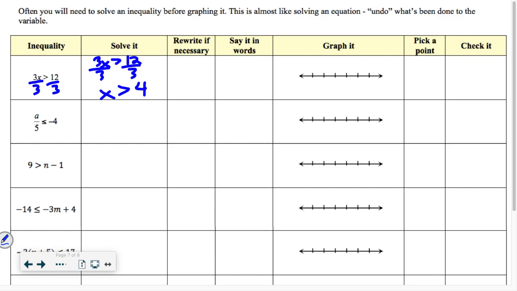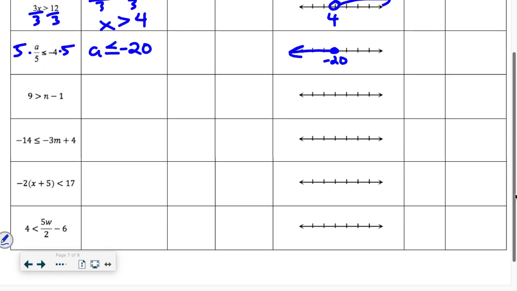Now it's just like we did before. I do not need to rewrite it. I'll let you say it in words, but on a number line, I've got 4. I've got an open circle on that and an arrow to the right. For the next one, a is being divided by 5, so I'm going to undo that through multiplication. So I'm going to multiply by 5 to both sides. a is less than or equal to -20. Again, I do not need to rewrite this. I'm just going to go right to the number line. So here's -20. It gets a closed circle, and since it is less than, it's going to go to the left.